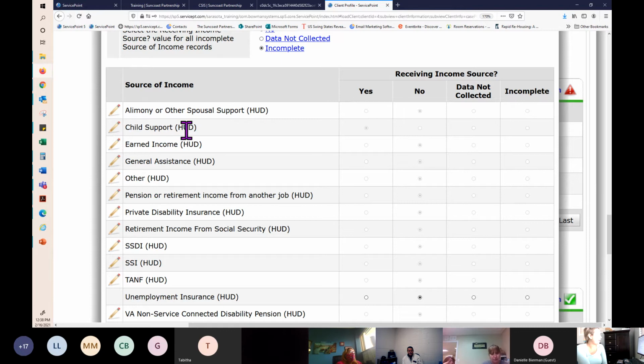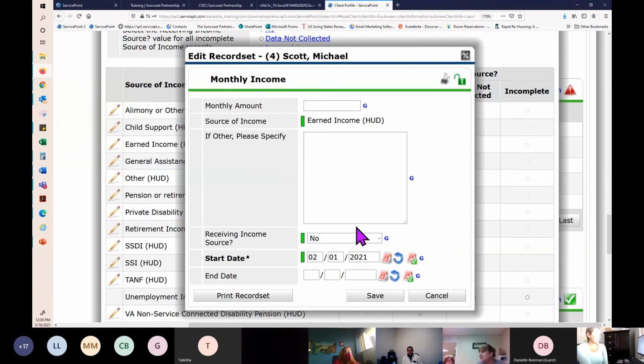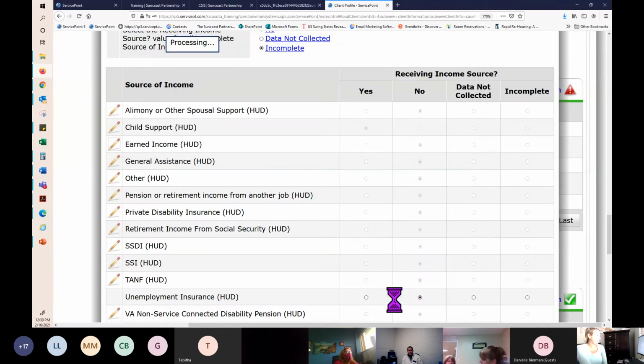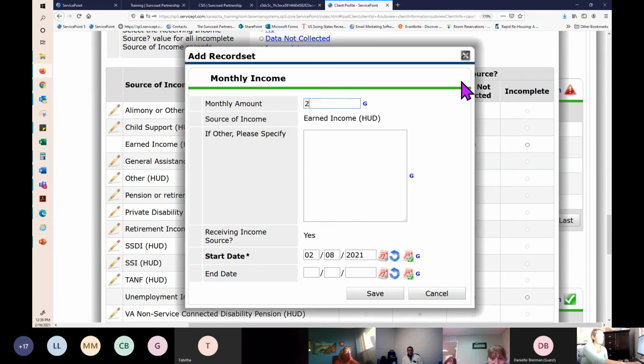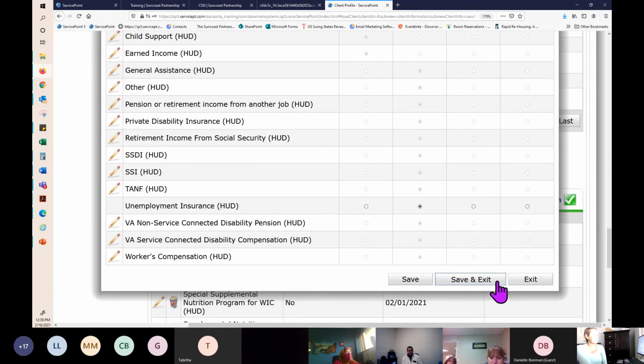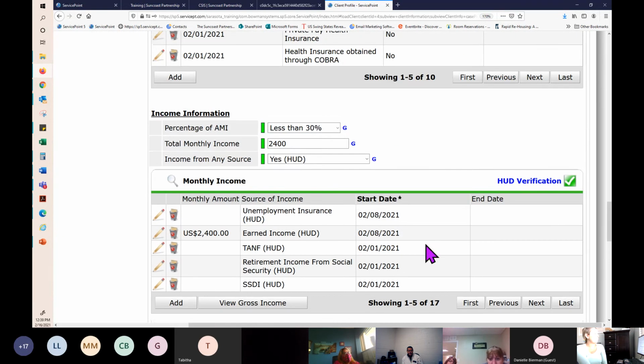Say that no, and then we need to change our earned income. This says that the client's not receiving earned income. Again, we're not just going to change it to yes. We need to end the no and add a yes, 2,400. We're going to save and exit.